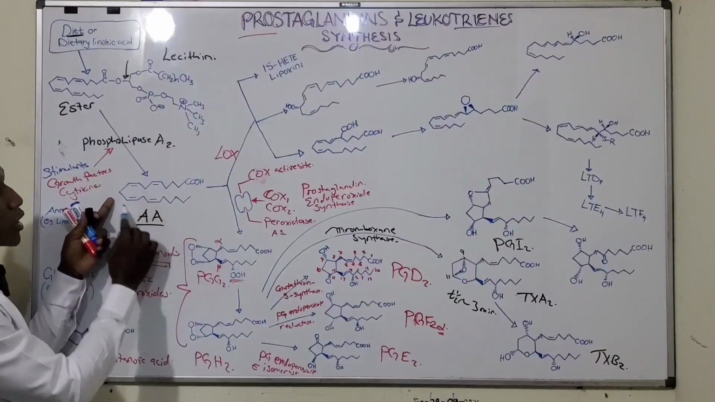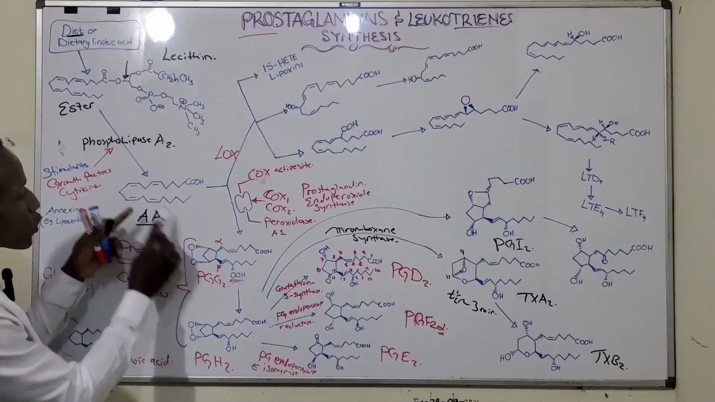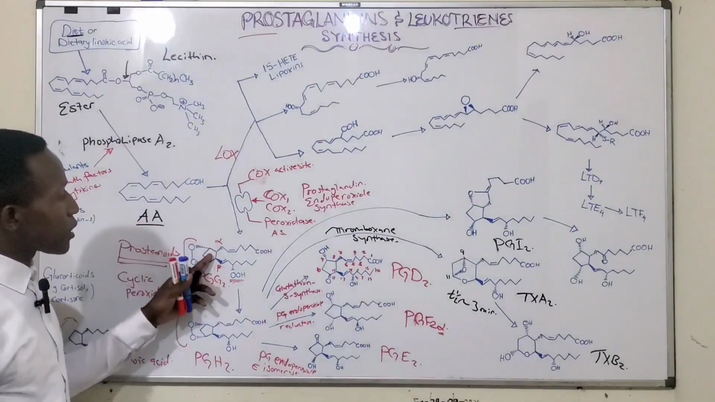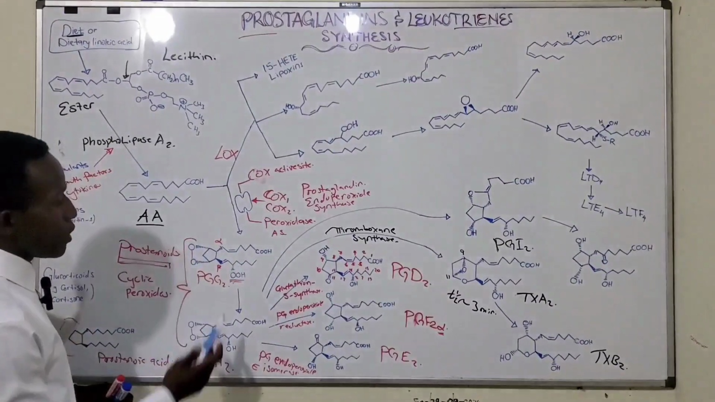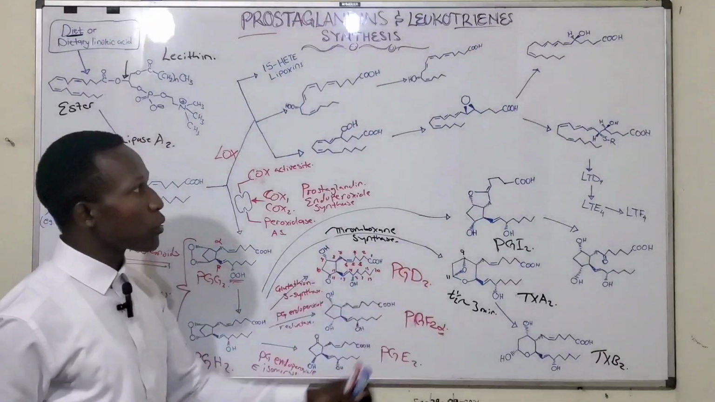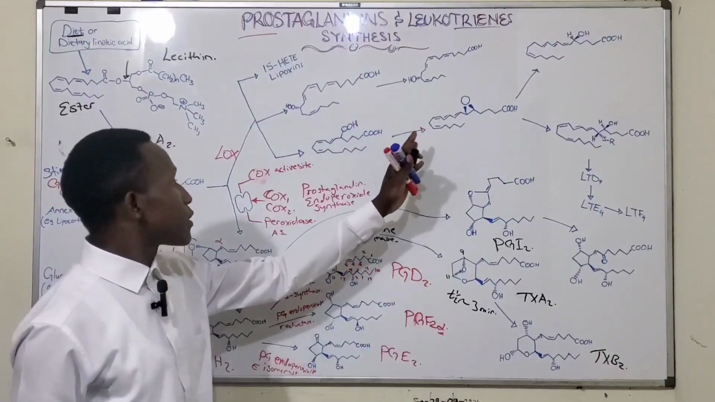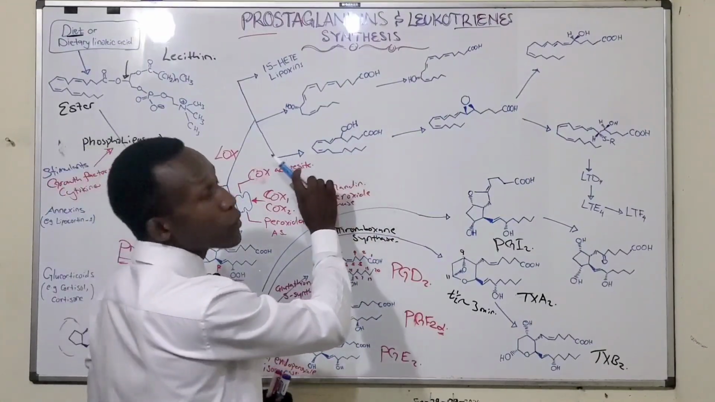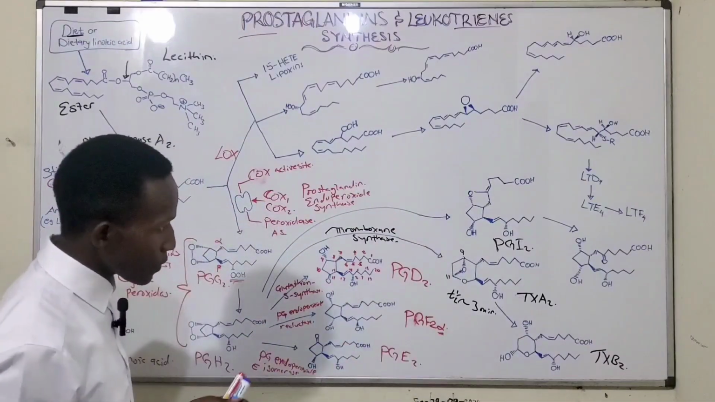You can see that arachidonic acid has 4 double bonds. But due to cyclization, 2 bonds are saturated. Then we remain with only 2 double bonds in the side chains. This is not the case for the leukotrienes. For leukotrienes, there is no cyclization, so they remain with their 4 double bonds.